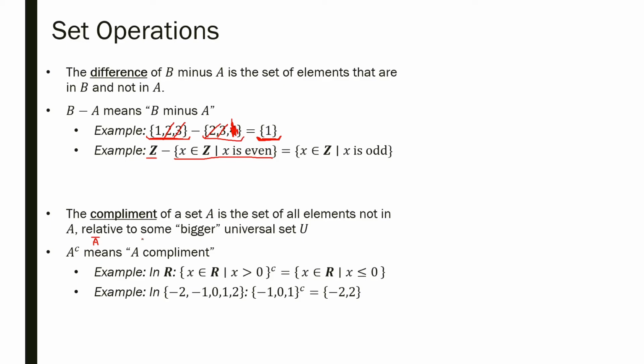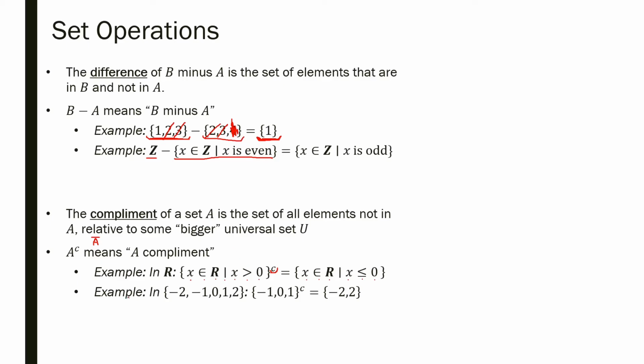It means A complement. So, if we're looking at all real numbers, what is the complement of this set? The set of all real numbers x such that x is bigger than 0. So this is just all of the positive real numbers. And then we're going to take the complement. So what is the complement of all the positive real numbers? Well, it's all the negative or 0 real numbers, right? So it's the set of all real numbers x such that x is less than or equal to 0.